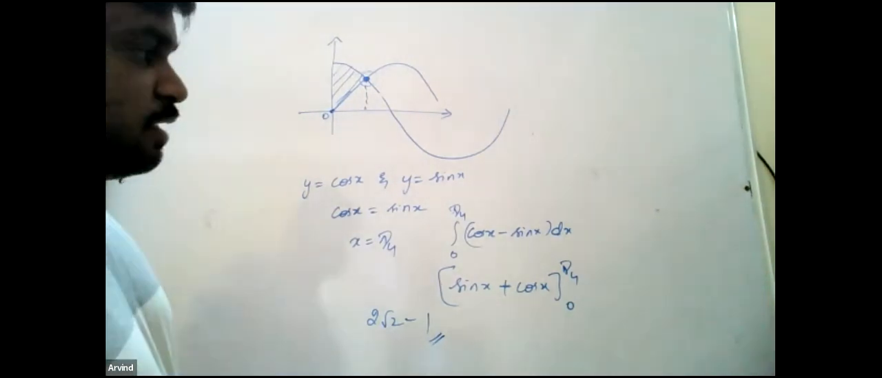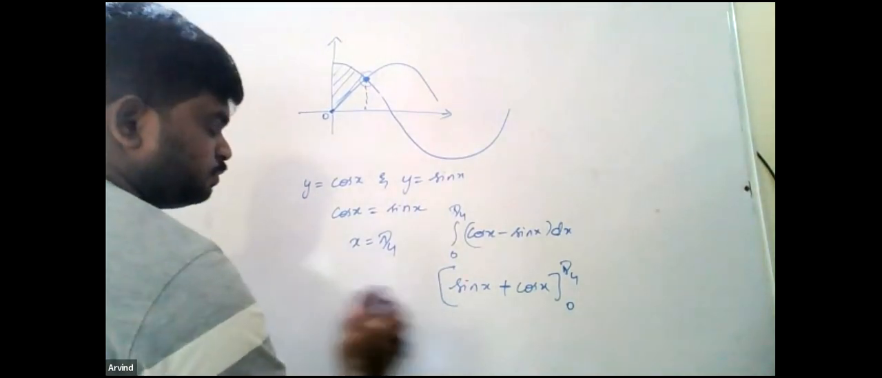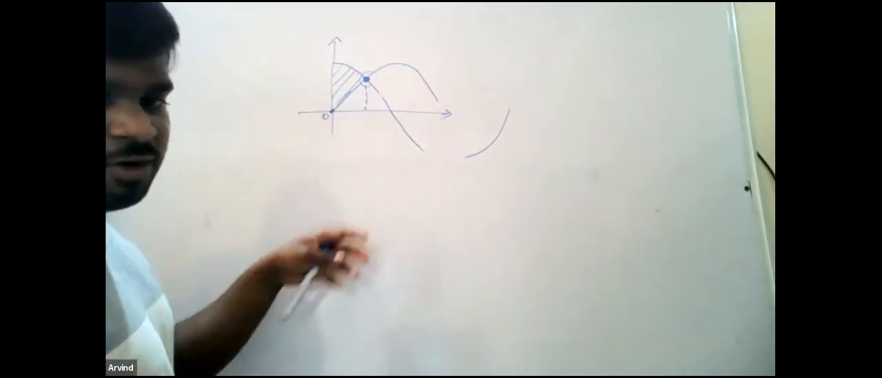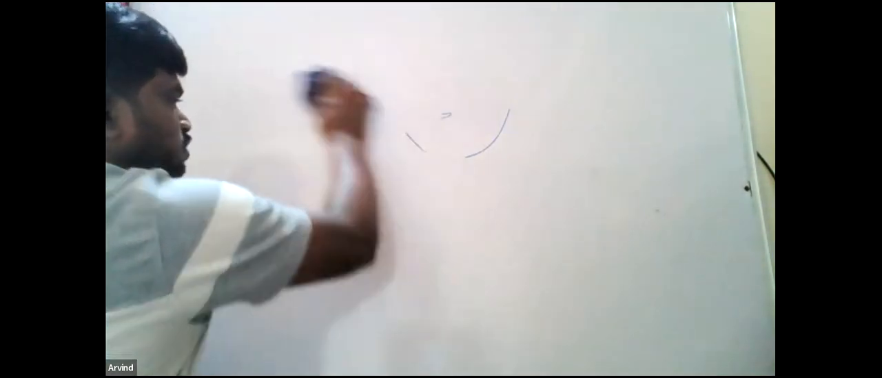Okay. Find the intersecting points and integrate it. That is all you're going to do. See, you need not draw the graph for everything. Sometimes you won't get the graph. So directly, if you want to do it, you have to find these intersecting points. Okay. Let's go to the next question.